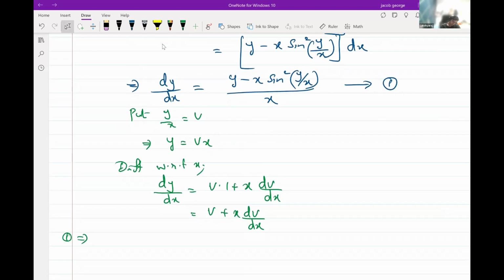Please write till here. Yes, finish till this step.